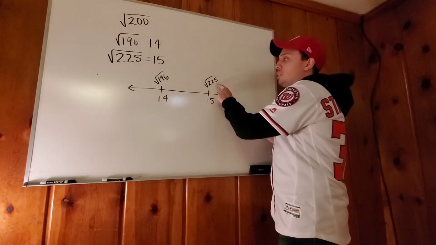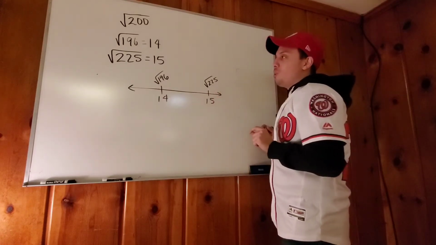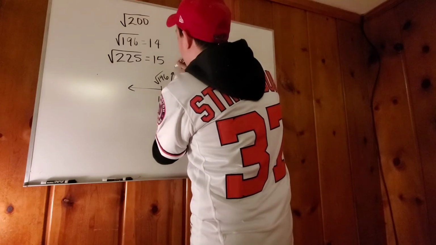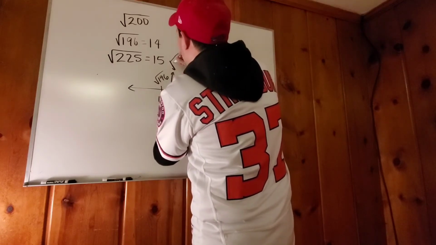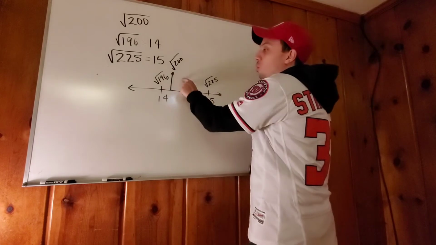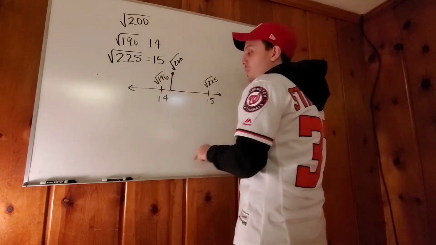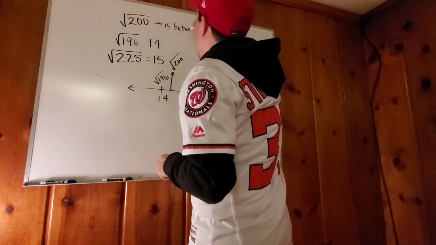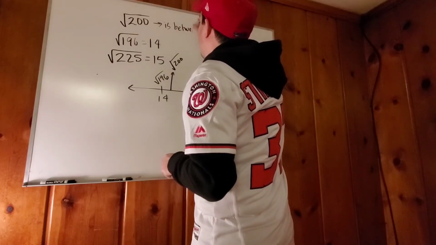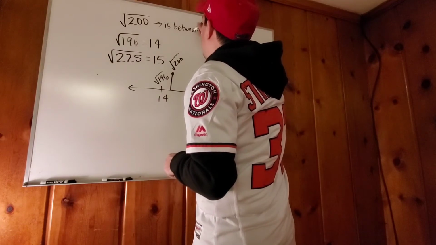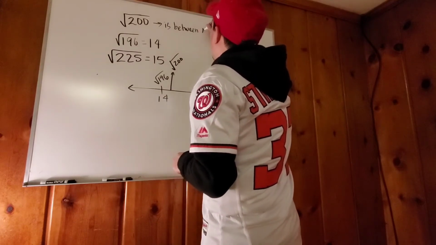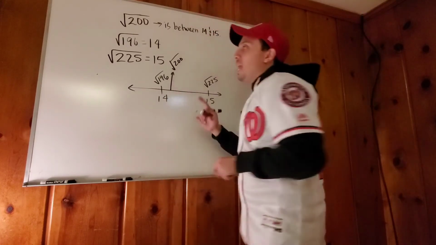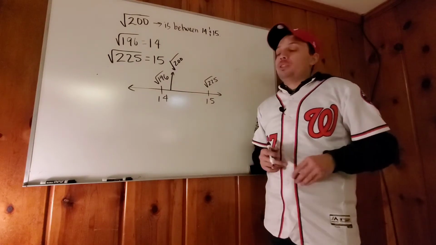So it's going to be square root of 196, square root of 225. And so we know that 200 is going to be closer here to 14, but we don't have to actually know if it's closer or not. All we need to know is that it's between 14 and 15. So square root of 200 is between 14 and 15. And that would be the first example.